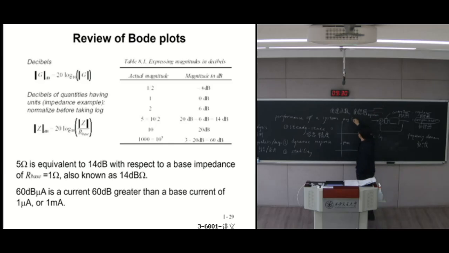Both magnitude and frequency are in logarithm scale. And there's also a slight difference in these two logarithms. The horizontal axis is just the pure log, a common logarithm.